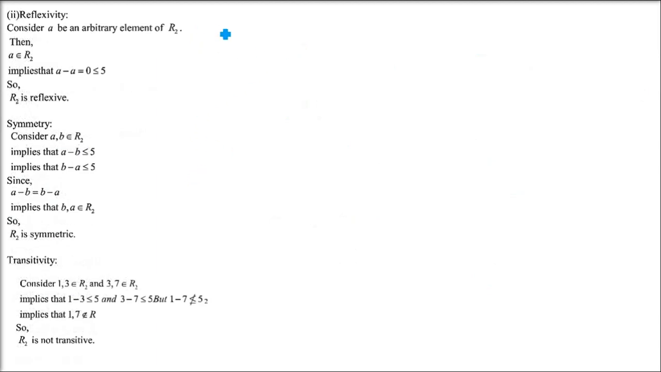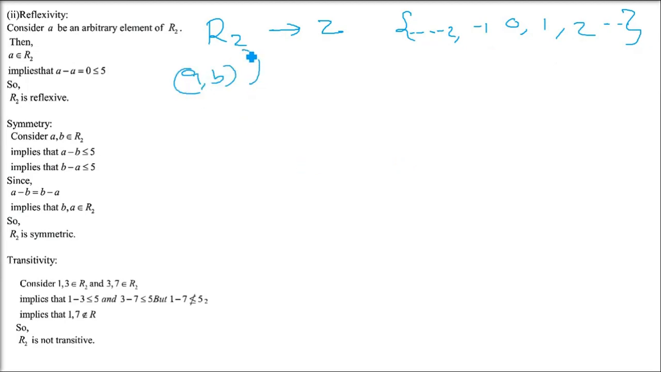The second one is R2. This is the second relation, a relation on the set Z. Z are the integers. Integers are basically negative and positive integral values along with 0. You don't have real numbers here. So A and B belong to R2 such that the condition of this relation is modulus of A minus B is less than or equal to 5.